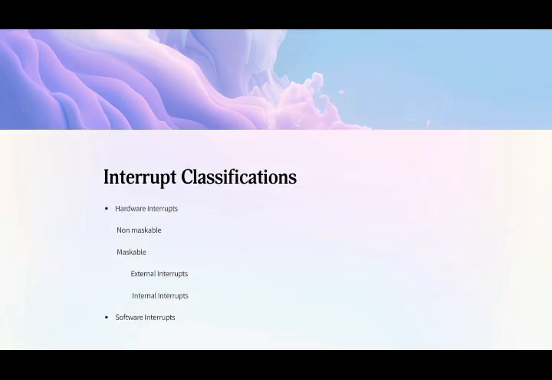Now let's see the classifications of interrupts. The interrupt is mainly classified into two types. The first type is hardware interrupt, and the second type is software interrupt. Hardware interrupt is further classified into non-maskable interrupt and maskable interrupt. The maskable interrupt is further classified into two types: external interrupt and internal interrupt. Hardware interrupts are initiated by external hardware devices or signals. When something significant happens, like a button press or sensor reading, these external events trigger the microcontroller's interrupt system to handle them.